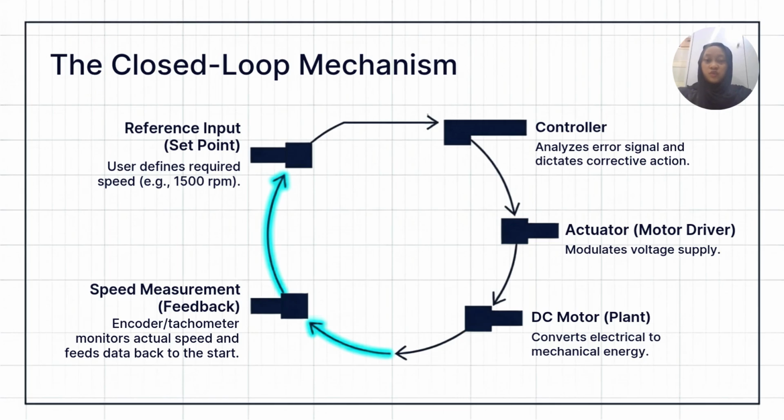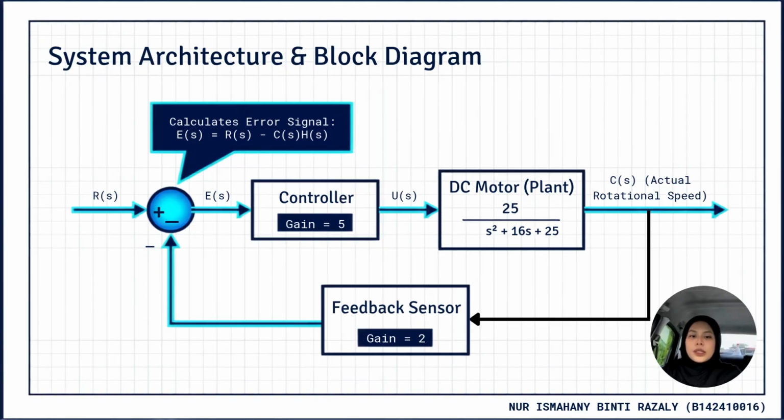So this process repeats continuously, allowing the system to maintain a stable and accurate motor speed even when the load changes. This closed-loop system regulates a DC motor speed relative to a target input. A summing junction calculates the error signal, E(s) equals R(s) minus C(s) multiplied by H(s). This error goes to a proportional controller with a gain of 5, generating the control signal to drive the second-order motor plant. A feedback sensor with a gain of 2 completes the loop to continuously minimize error.